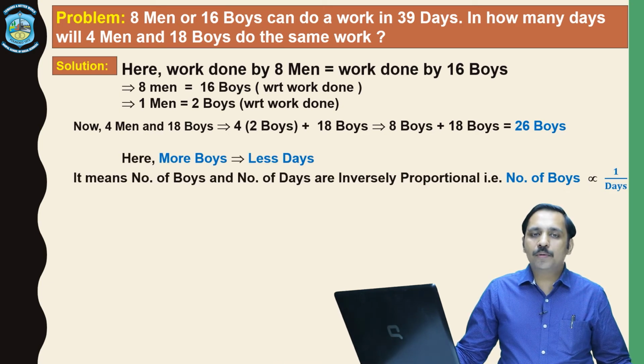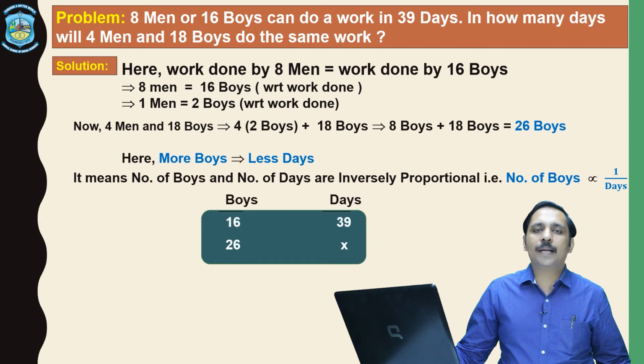Now our question reduces to more boys implies less days. That means if you employ more people, you require less number of days. It is a case of inverse proportion. So we have two quantities here, number of boys and number of days. In such questions, we have to reduce the problem to one quantity. Since we have men and boys, both are people, so we reduce the question either to number of men or number of boys. In this case, it is easy to reduce them to number of boys.